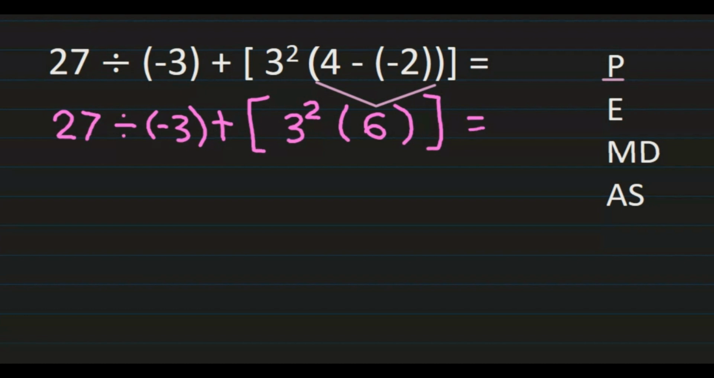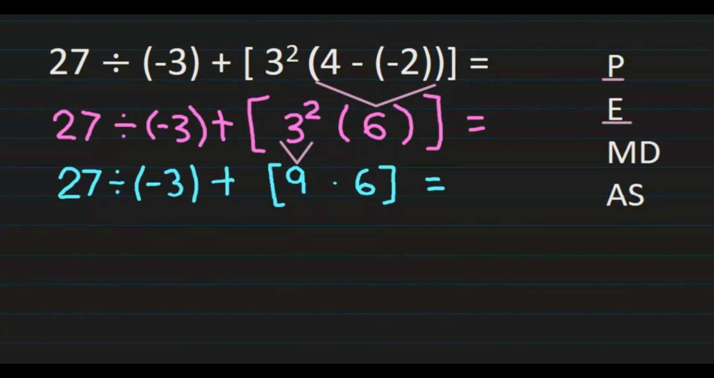So now I'm inside these brackets, I'm inside the grouping symbols, and my next step is exponents because I have 3 squared. So 3 squared is going to be my next step. 3 squared, remember, is 3 times 3, and 3 times 3 is 9. So inside the brackets, I'll have 9 times 6, and I'll need to bring the rest of the problem down. So 27 divided by negative 3 plus 9 times 6 in the brackets.